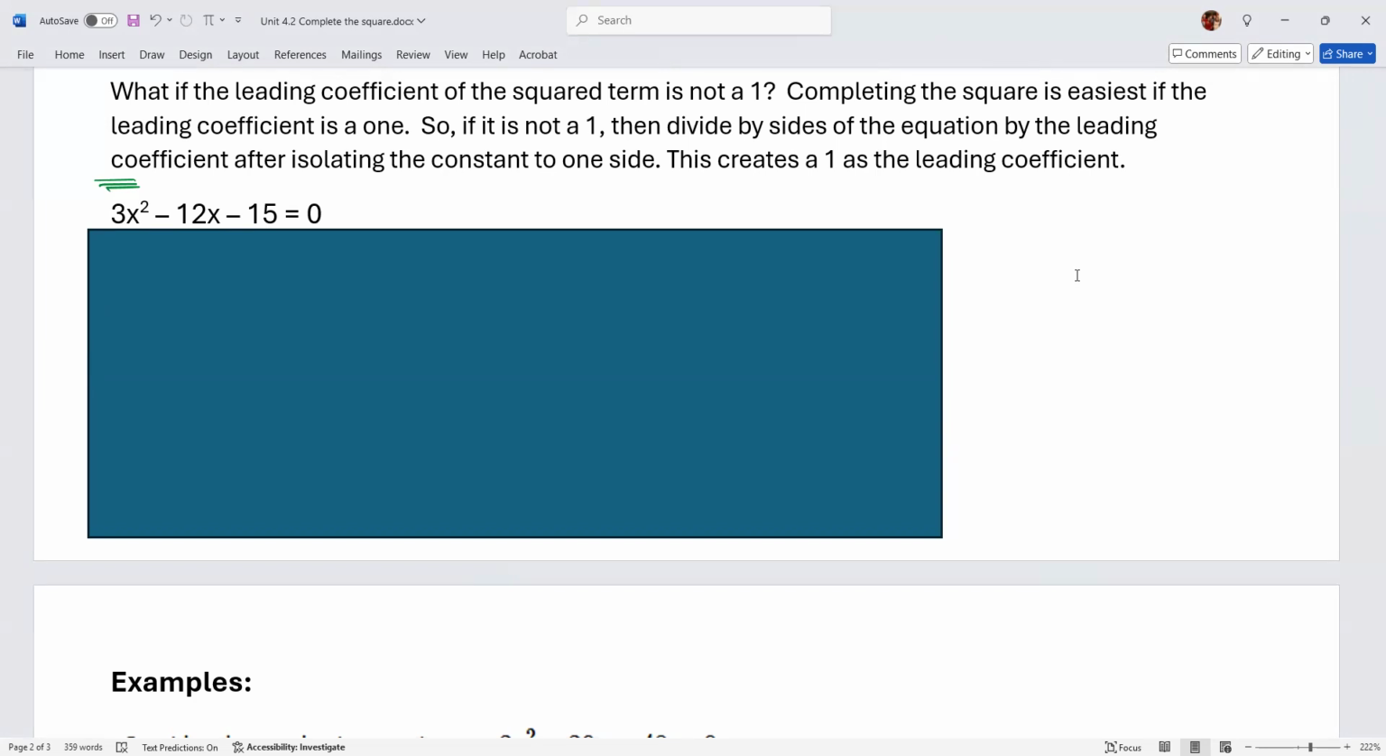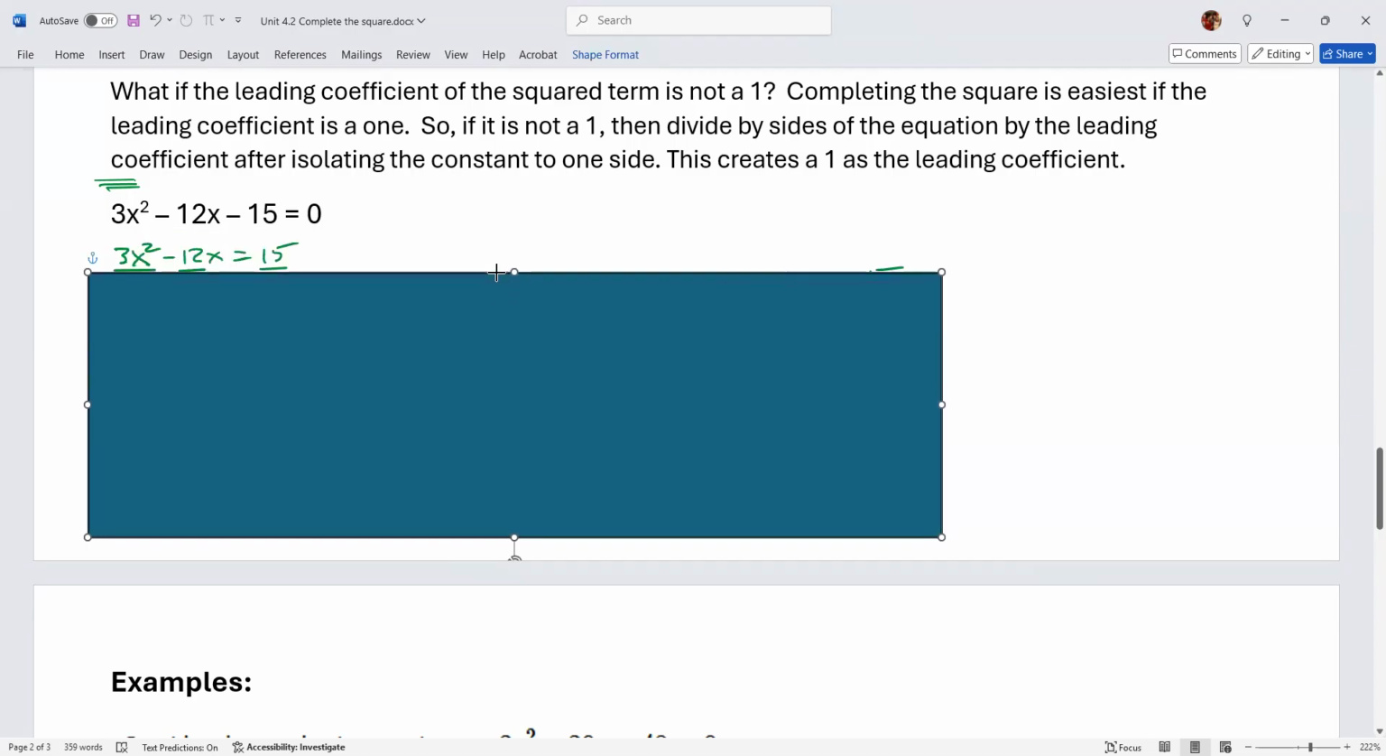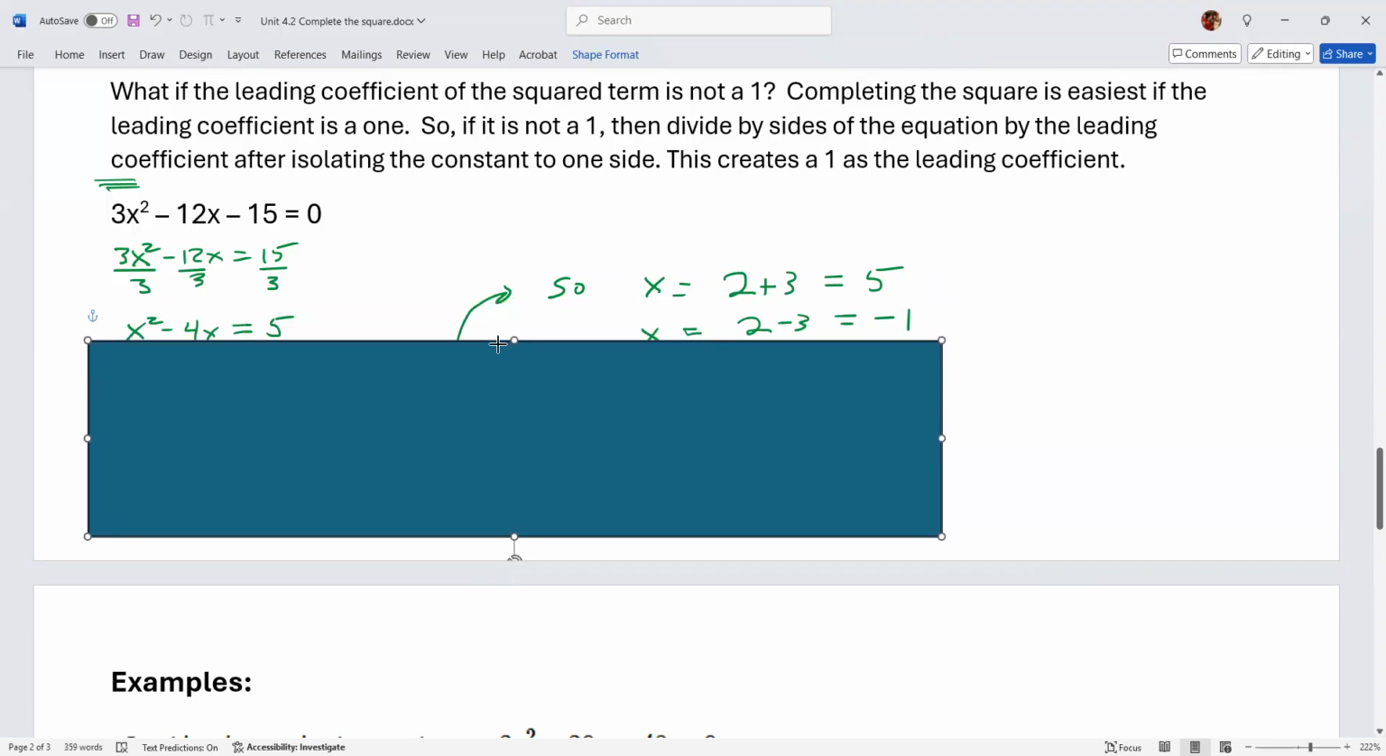So the first step you're going to do is go ahead and add 15 to both sides to get it set up to start the completing the square process. So there, I've moved the negative 15 to the right, made it plus 15. But I got to get rid of this 3 coefficient, so I need to divide everything, both sides of the equation, by 3. So there is the division by 3. And you can see that that gives me x squared minus 4x is equal to a 5.